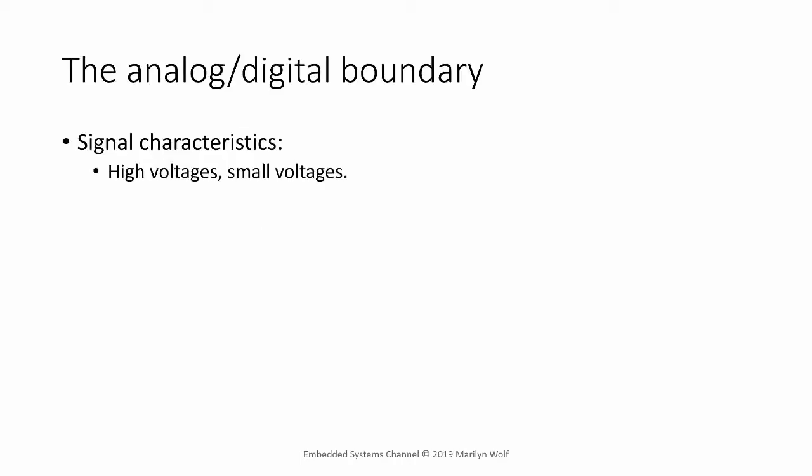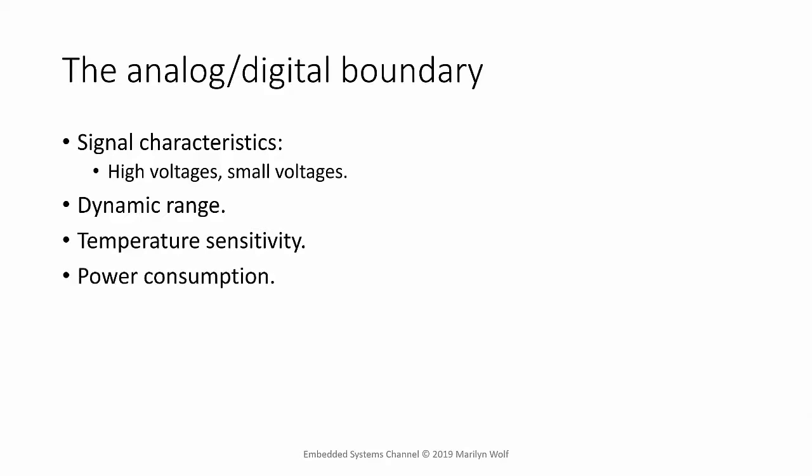The analog to digital boundary is defined in part by the signal characteristics. Are we talking about high voltages or small voltages? The dynamic range of the signal, that is the ratio between the lowest and the highest signal, is very important. Temperature sensitivity plays a role in some systems. Analog circuits are more sensitive to variations in temperature. Digital circuits show less variation. Power consumption is an important characteristic for a lot of embedded systems. We need to make sure that we don't draw too much power and overload the power supply.